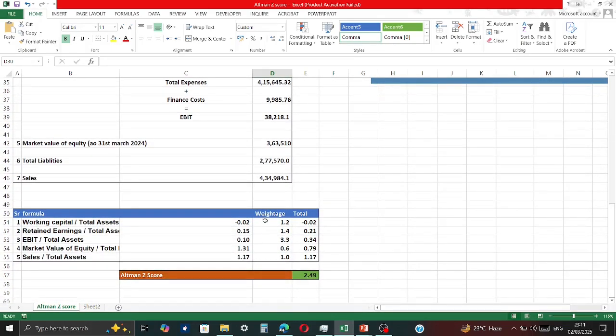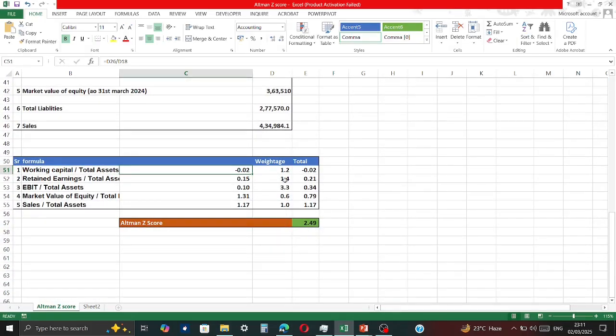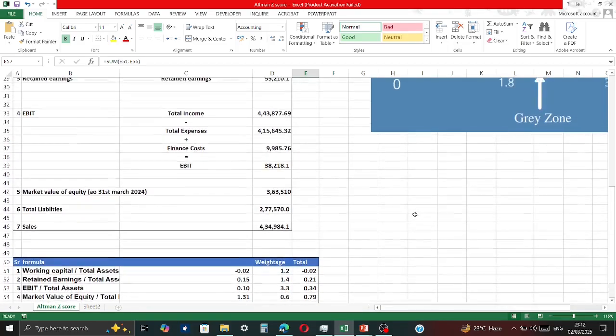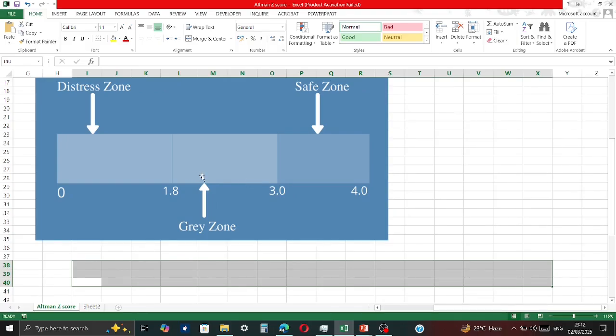Okay, so I have calculated this. This is all formulated, right? This is the weightage of each financial ratio, and I have done the calculations here and summed it up. So this is 2.49. That means what? Tata Motors is in the gray zone, right? The investment might be risky, but it is close to the safe zone. But yeah, it's still a risky investment. So it shows the firm is in the gray zone. Gray zone means performing moderately.